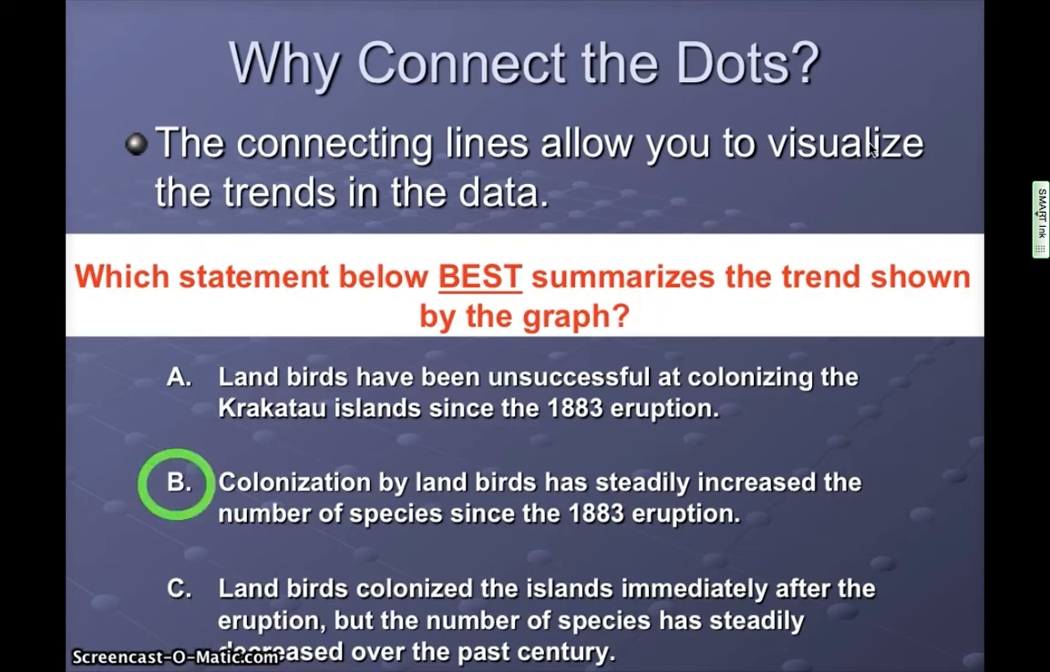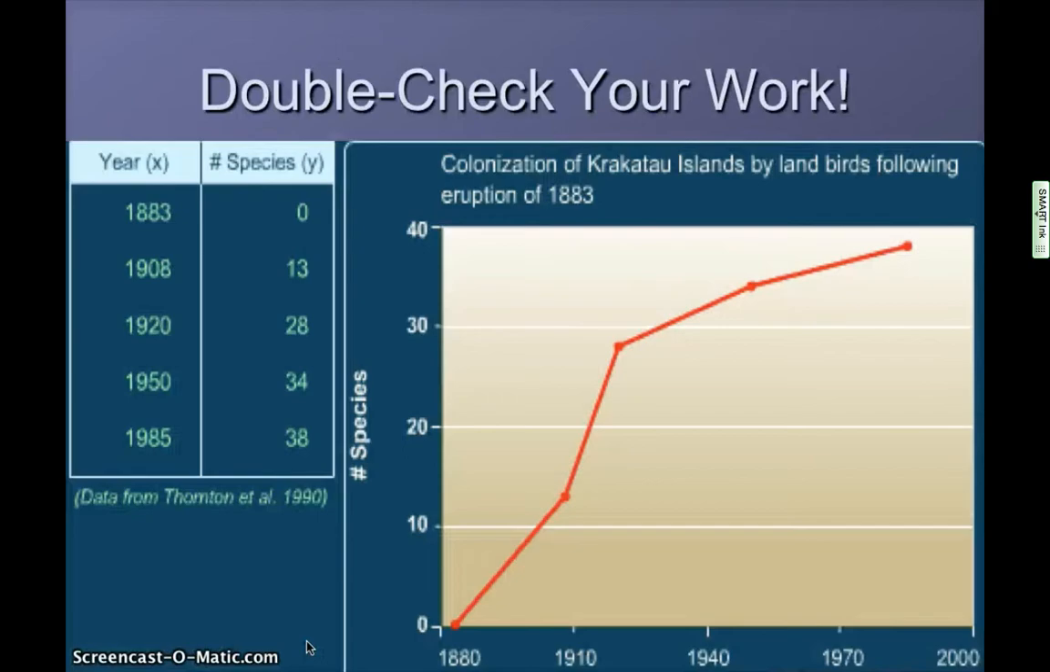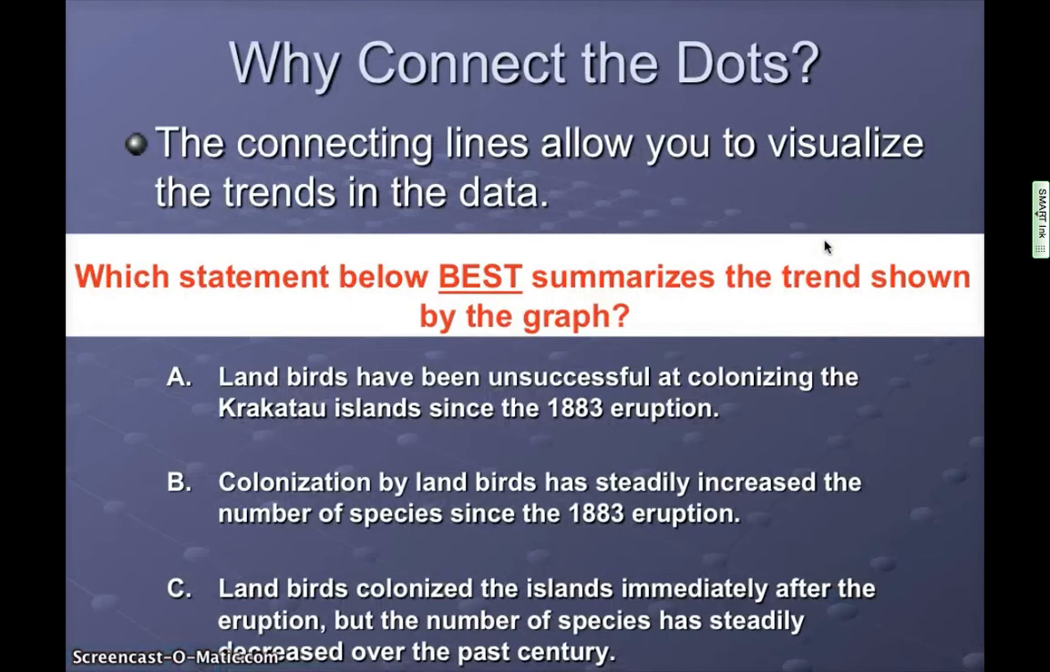Hopefully you guessed B. Looking at the word unsuccessful, that means they didn't breed. There weren't very many of them. Looking at the word in C, decreased, shows that the number should be going down. And if we look at our data, what's happening to the numbers? They're increasing. So we have to find the answer that increases, which has to be B. Okay, and that's not on your handout, but I just wanted to show you that.